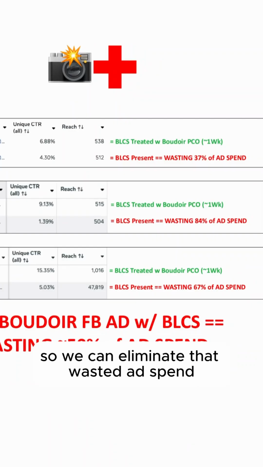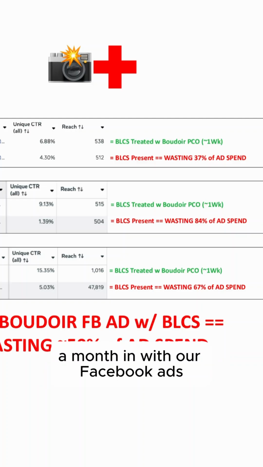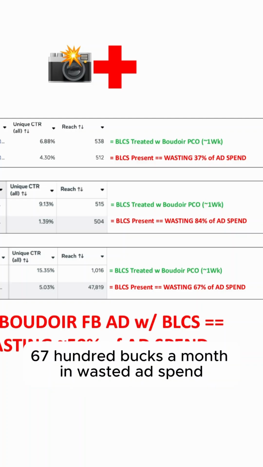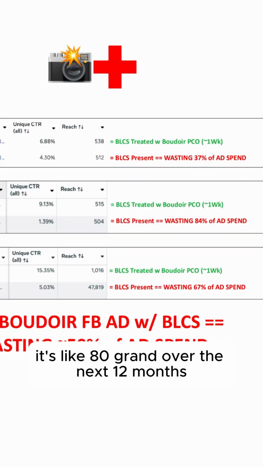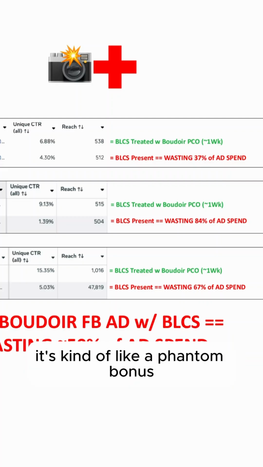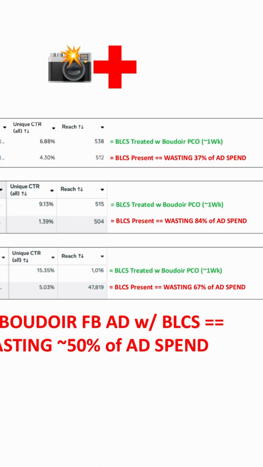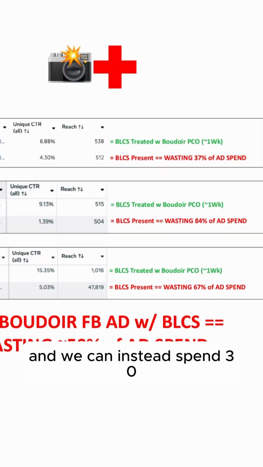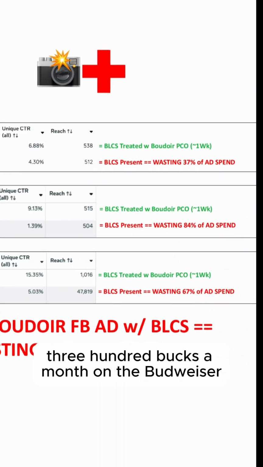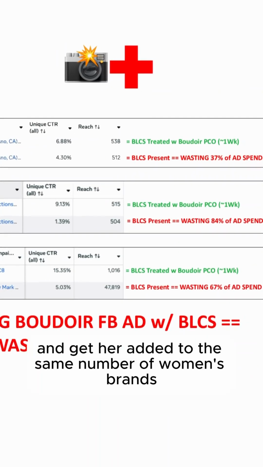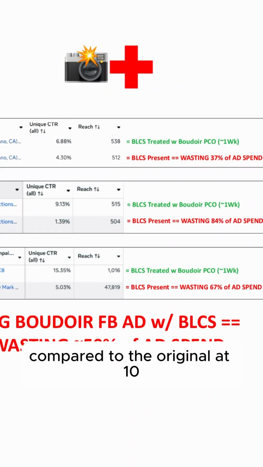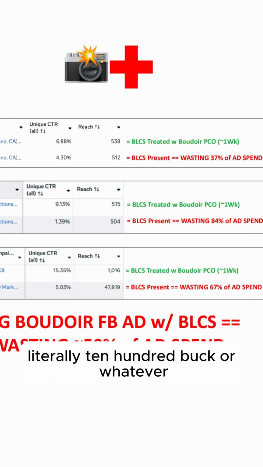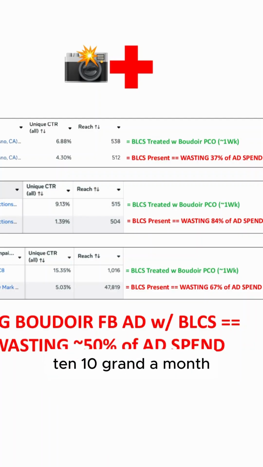So we can eliminate that wasted ad spend. If you're spending 10 grand a month in Boudoir Facebook ads, we can eliminate that 6,700 bucks a month in wasted ad spend, and you can pocket that. It's like 80 grand over the next 12 months. It's kind of like a phantom bonus. And we can instead spend 3,300 bucks a month on the Boudoir Pico treated ad and get our ad into the same number of women's brains at 3,300 bucks a month compared to the original at 10 grand a month.